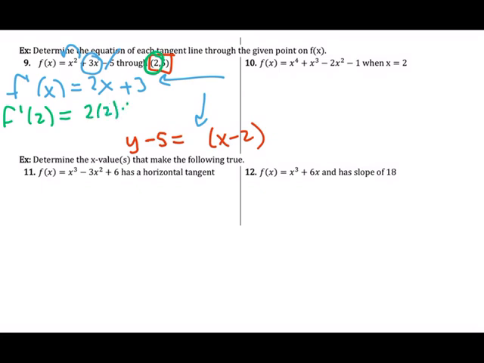2 times 2 plus 3 is going to give us 7, and that's what's going to go here. So here is the equation of my line. Why don't you go ahead and pause the video and work through number 10 on your own.